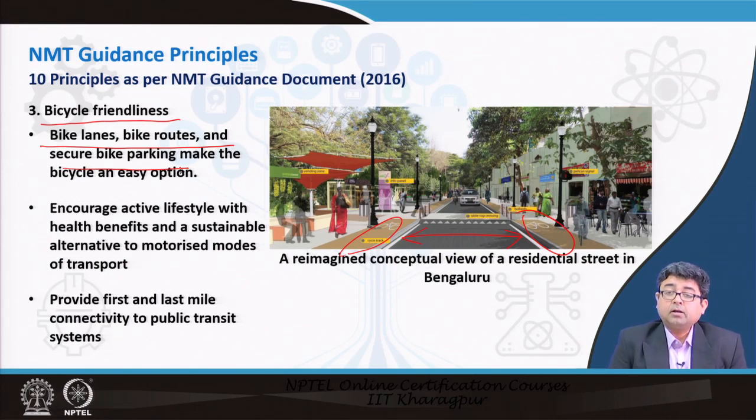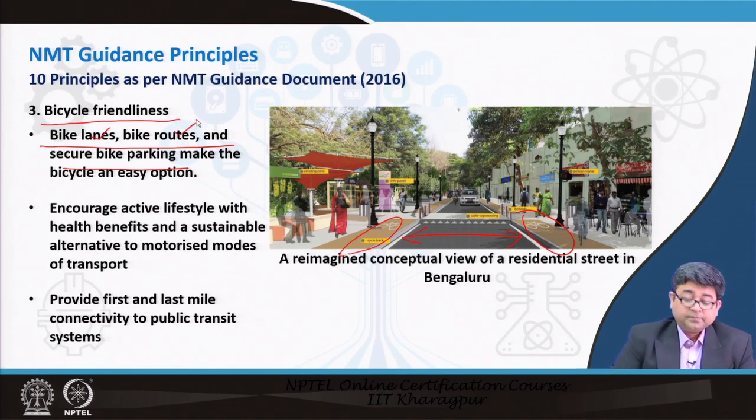The other thing in our urban areas is parking. Parking is a big issue, right? We do not have good parking facilities. Wherever we want to park either our motorized vehicle, two-wheeler, or even bicycle, we do not have good parking spaces. So, we have to provide good parking spaces along with bicycle lanes and routes that encourage people to bicycle.